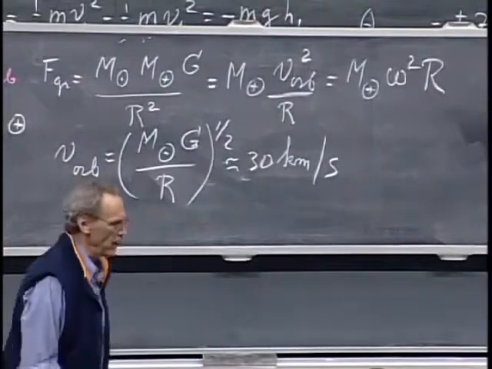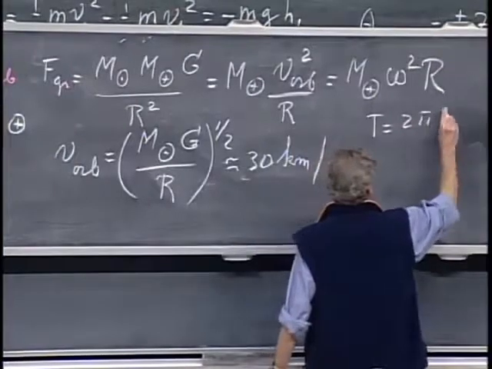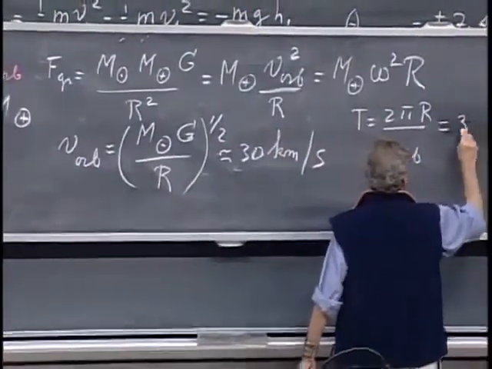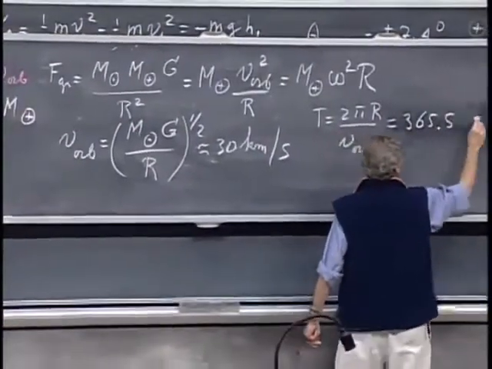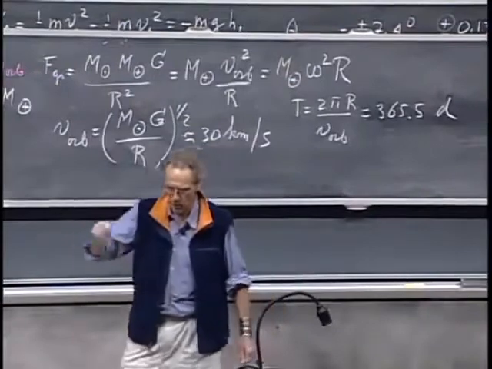So you know what the period is to go around the sun. That is 2 pi r divided by the orbital speed, and that is about 365.5 days. That's 1 year. That's how long it takes us to go around the sun.